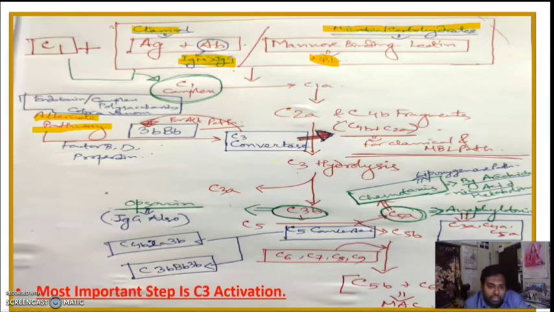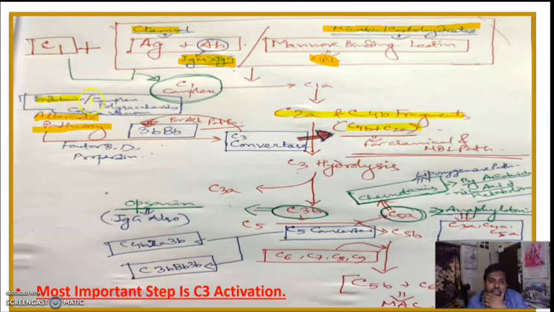C3 convertase. Let me change the pen. Yeah, C2a and C4b form C4b plus C2a. This is C3 convertase. The C3 convertase for the classical and MBL pathway is C4b plus C2a, but in the case of the alternate pathway, so what is the alternate pathway? The alternate pathway is activated by endotoxins.